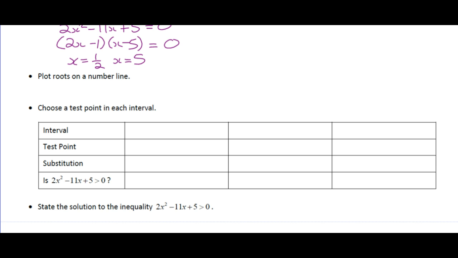Okay. Anyway, plot the roots on a number line. So we are going to draw a number line, and we are going to plot the roots. The number line is going to sit above this set of boxes, and I'm going to put the roots in strategic places. This is not a scaled number line, but it does line up with the boxes below. We have now split the number line into 3 intervals. We have numbers less than 1/2, numbers between 1/2 and 5, and numbers greater than 5.